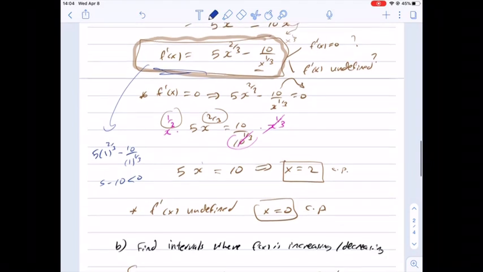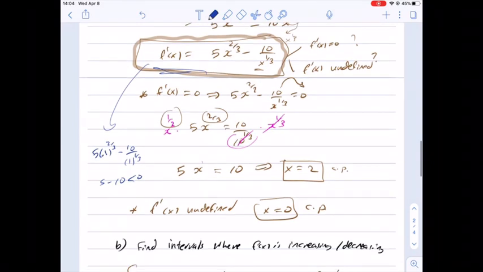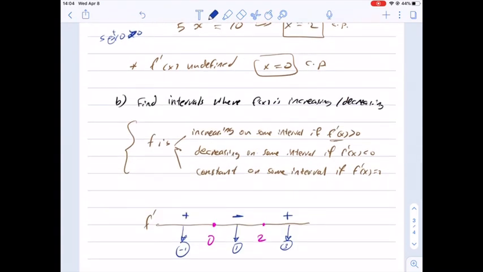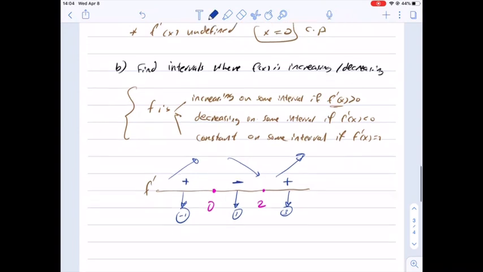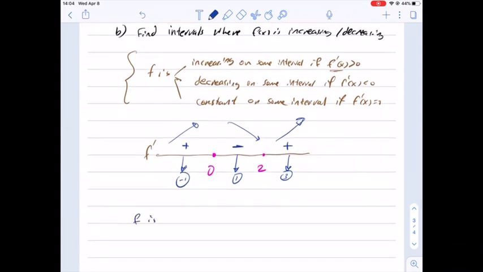Let's choose a value less than 0. We choose -1. So if this is -1, then we get 5 minus 10, and that's positive. It's greater than 0. So this is positive. That means the function is increasing here, decreasing here, and increasing here.